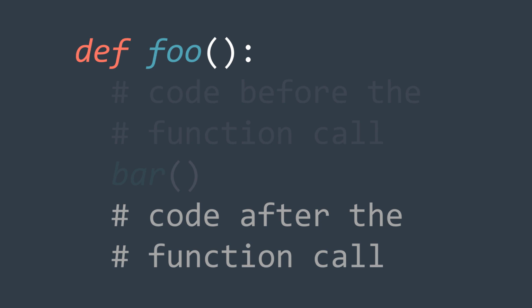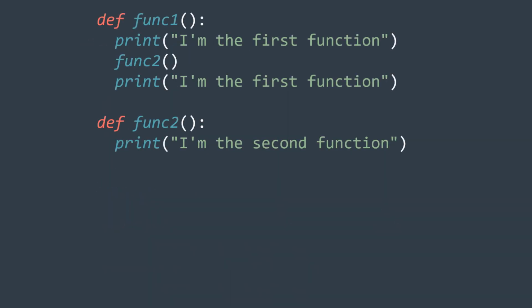Little example, we have 2 functions. The first one prints that it's the first function, then calls the second function, then prints again that it's the first function. And the second function just prints that it's the second function. Now try to guess what happens when we call the first function.